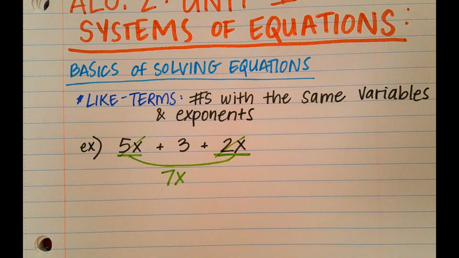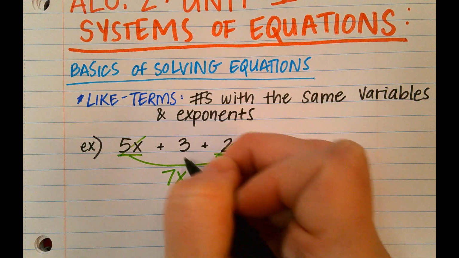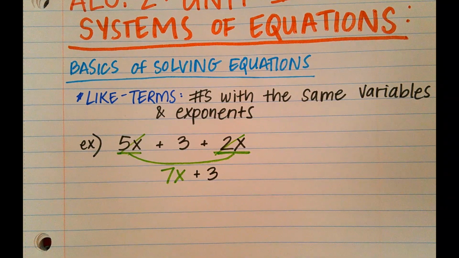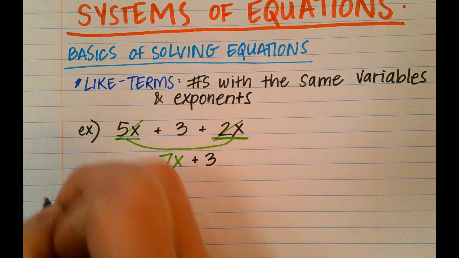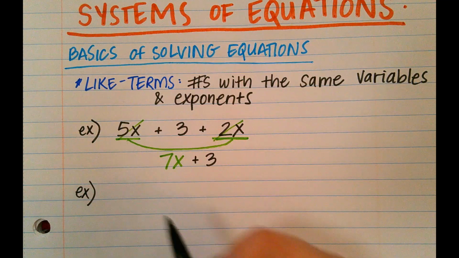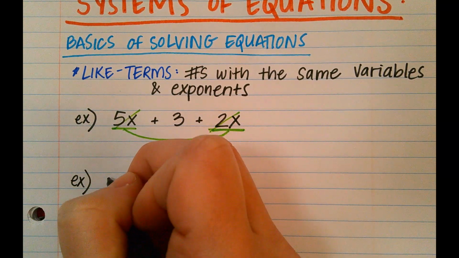Can I combine 3 with 7x? No, it doesn't have an x, so it's not a like term. I just bring it down, and that's as far as we can go. Now, let me give you another one that you won't see a ton. Well, actually, you will. I'm thinking of geometry. You will see this.